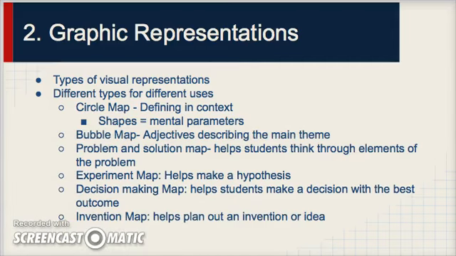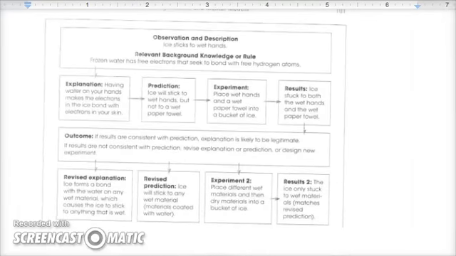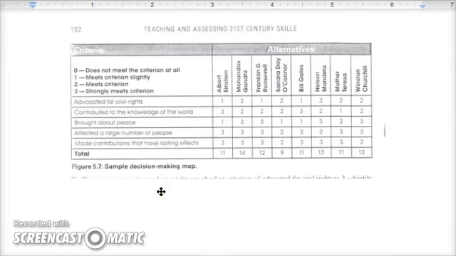Then the next one is just a decision-making map, which can be used in any type of way in a classroom. If there's a behavior issue, they can go through this and ask why did they make that decision and what was the outcome? What could I do differently to make that decision? It can be used in math for how to solve a problem. It can be used in history of how you make an executive decision. It can be used in science for making a hypothesis. This could be used in any way. And so this one looks like this.